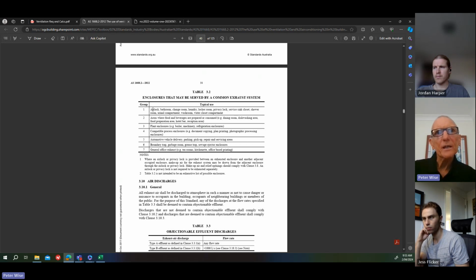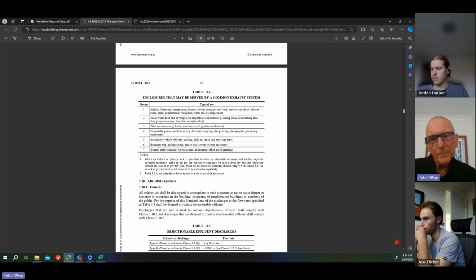So group 1, for instance, airlocks, bathrooms, change rooms, laundries, locker rooms, privacy lock, anything to do with cleaning or bathrooms can be combined into one system. So if you've got a cleaner's storeroom, for instance, and a toilet exhaust next to it, they can be combined together. But you can't combine a toilet exhaust with an area where food and beverages are prepared or consumed, because you might get leakage from one to the other, particularly from the smelly zone to the occupant zone. So it makes sense, and this just defines what you can combine, and by using that, you can then say what you can't combine.